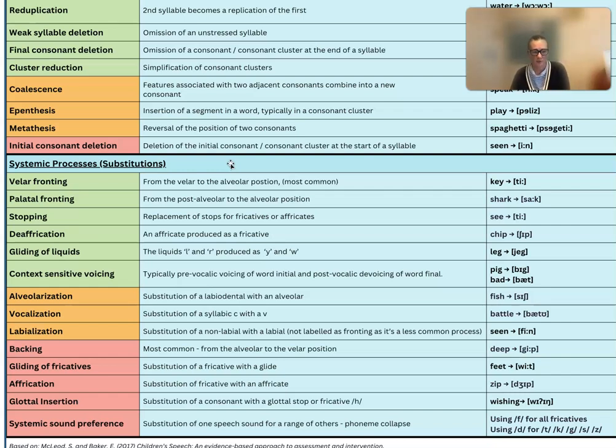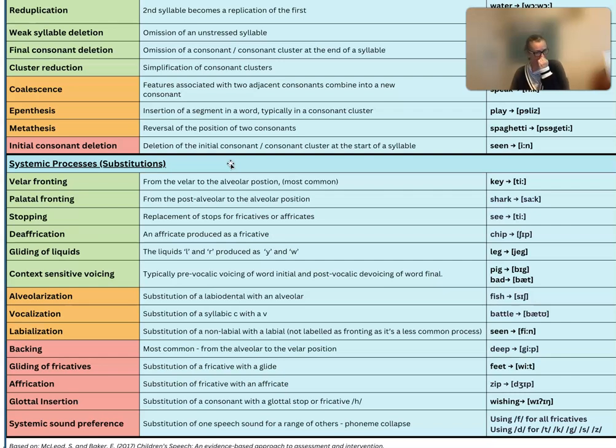Then you've got palatal fronting, which is still classified as fronting, but it's a little bit less common. So from that post-alveolar to the alveolar position, so the sh going to an s, for example. So shark going to sark. And then you've got stopping, which is a replacement of the stops. So instead of replacing fricatives or affricates with a plosive, that would be S to T, for example, or chair to tear. And then deaffrication is when an affricate is produced as a fricative.